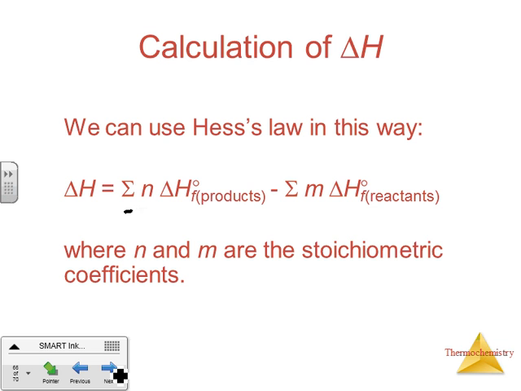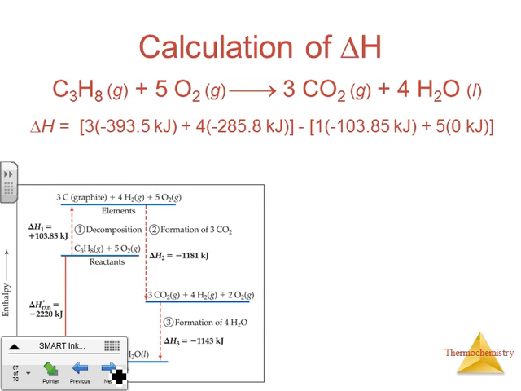This looks weird, but it's about the way it's written on your equation sheet, so you need to know what it means. This sigma means the sum. So we're taking the sum of the heats of formation of the products, minus the sum of the heats of formation of the reactants. The n and m are just reminding you to multiply the heats of formation by the coefficients in the equation. They basically showed you how this works.